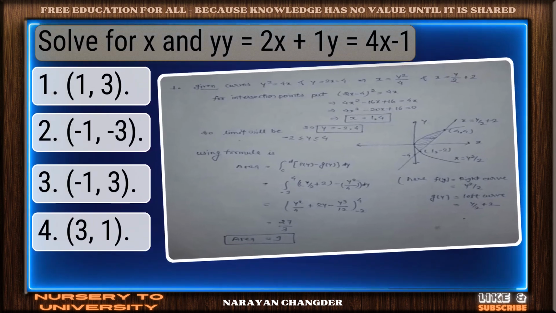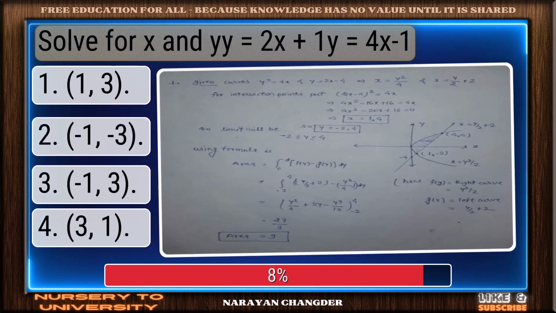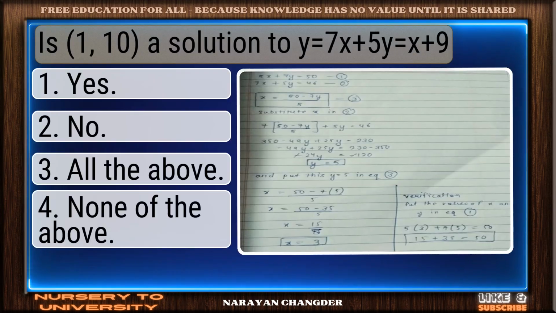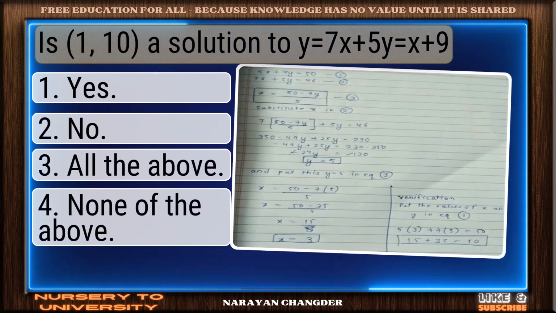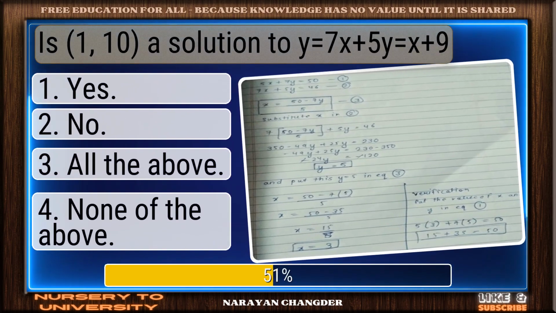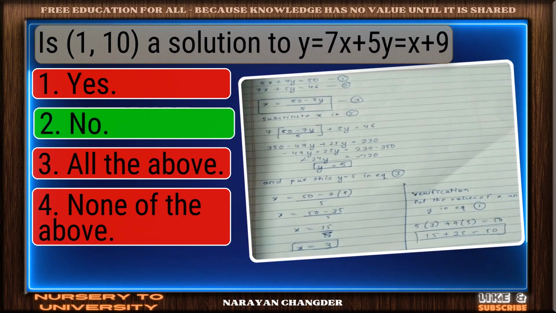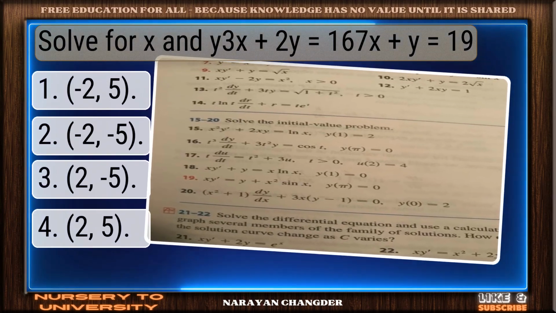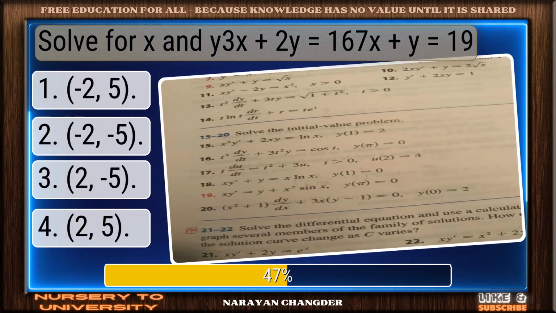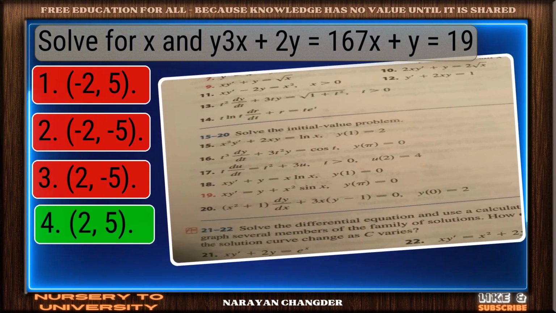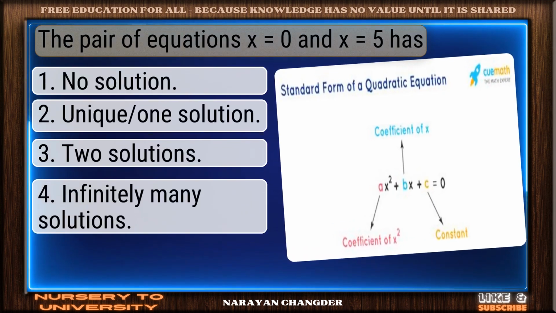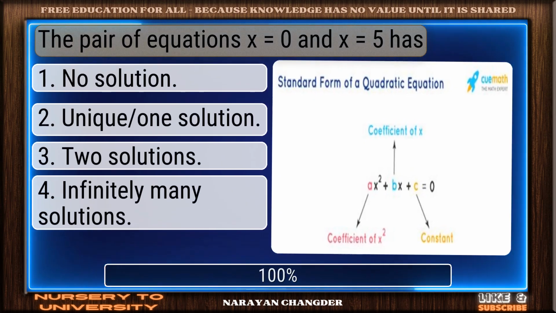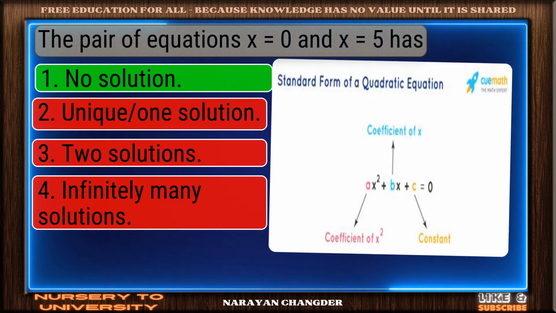Solve for x and y equal to 2x plus 1 equal to 4x1. Nice work. Fits perfectly. Is the solution to y equal to 7x plus 5 equal to x plus 9? Clear logic? No is sound. Solve for x and y through x plus y equal to 16, 7x plus y equal to 19. Good thinking is right. The pair of equations x equal to 0 and x equal to 5 has. You chose no solution. Correct.